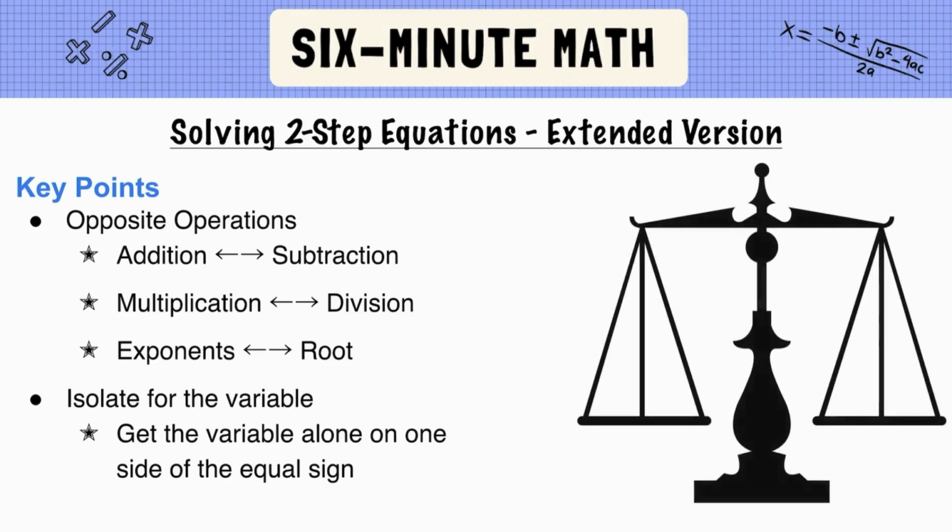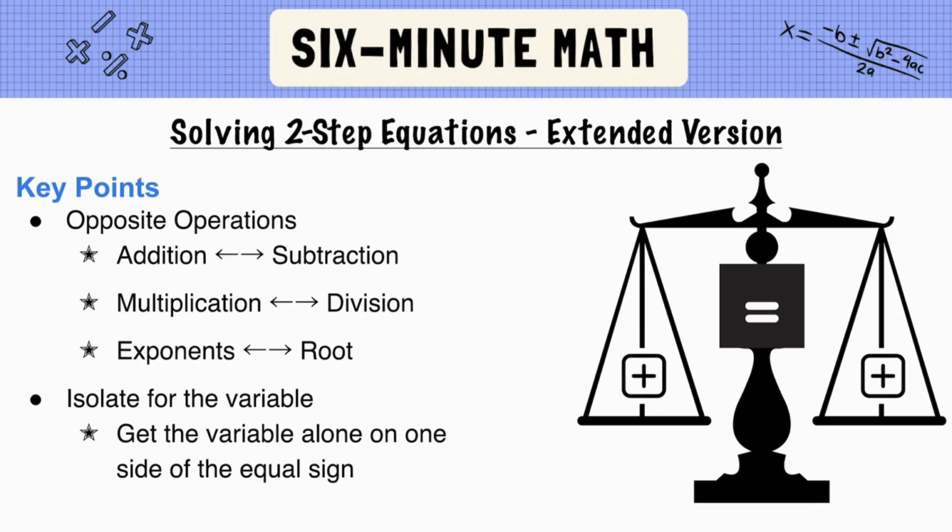We can look at any equation like a balance scale with the equal sign in the middle. If I isolate for the variable by adding on the left side, I need to add on the right side to maintain that balance. If I then need to multiply on the left side, I again need to maintain equality by multiplying by the same amount on the right side. So let's look at some examples.